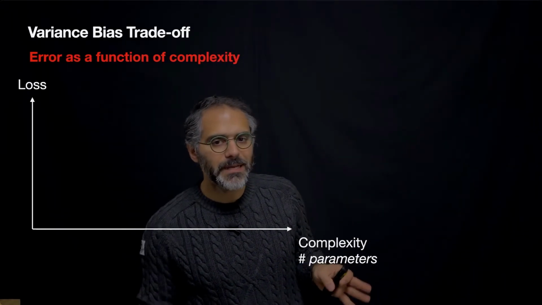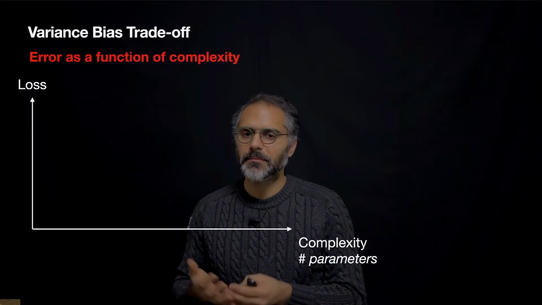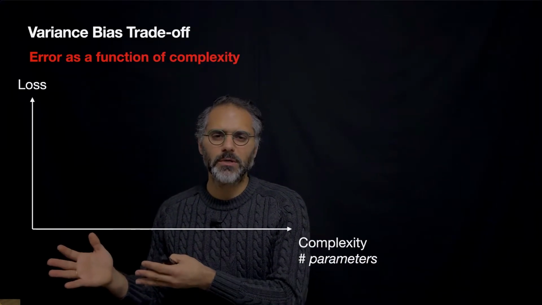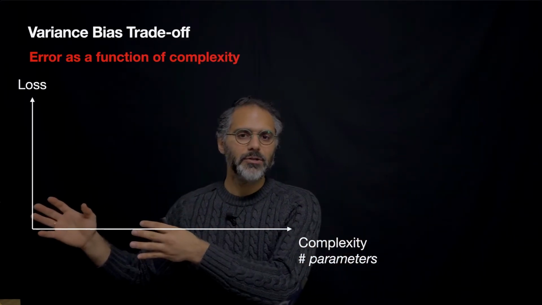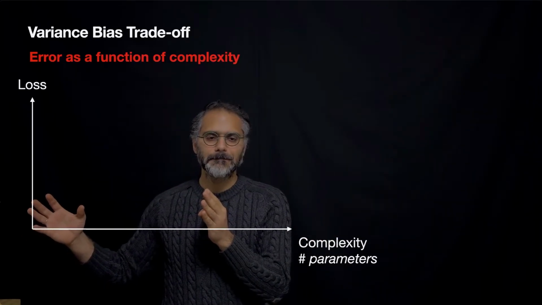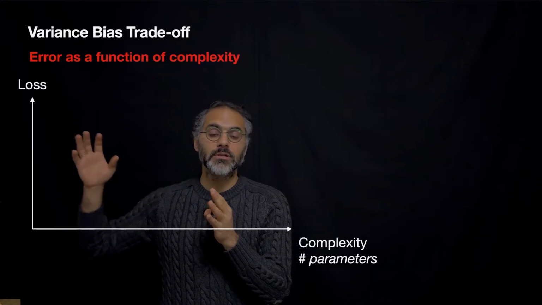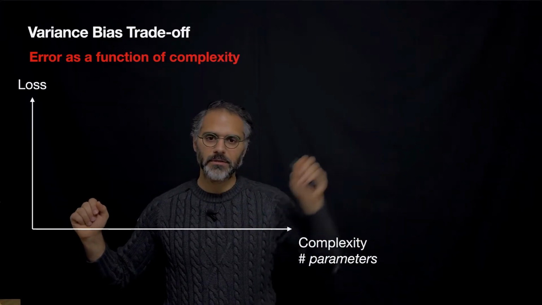Now, how does the complexity affect the loss? If I make it really simple, obviously that's not what I want. If I make it really complex, that's not what I want either. So you can tell that there is some sweet spot in complexity. How do you imagine the test loss as a function of the complexity? Try to draw it in front of you.